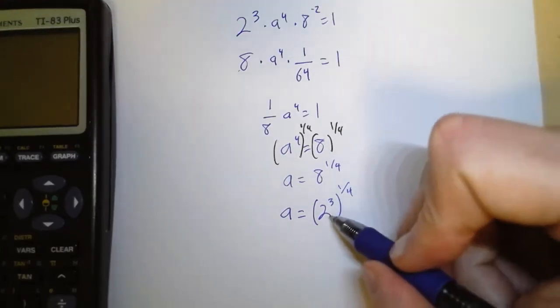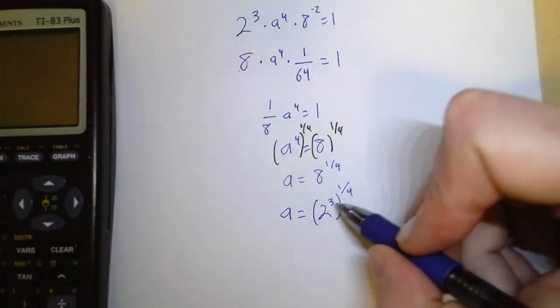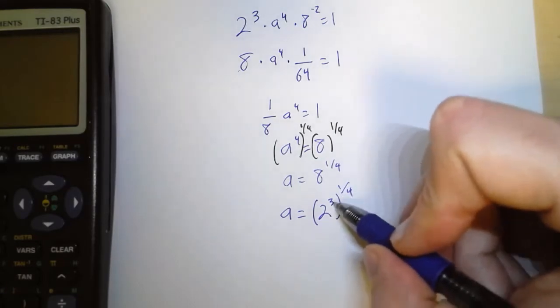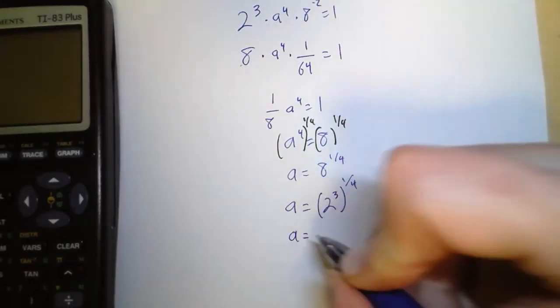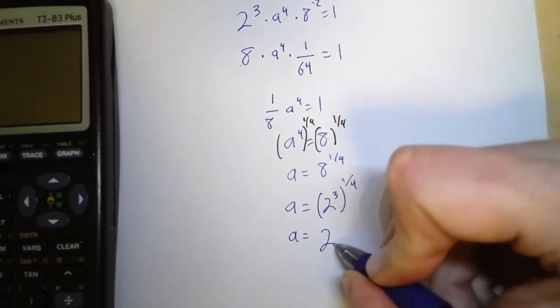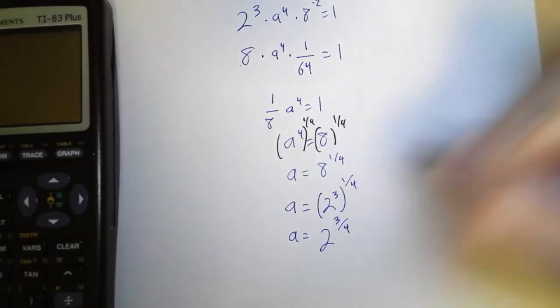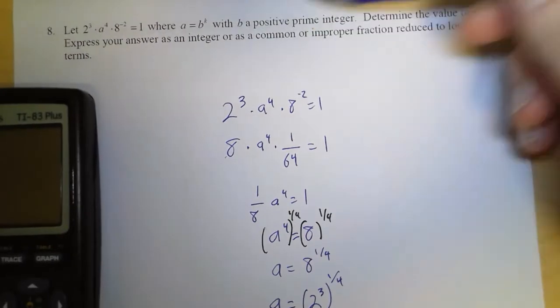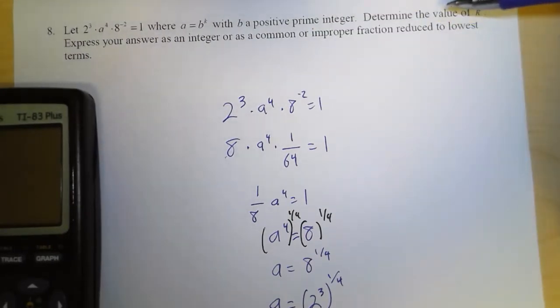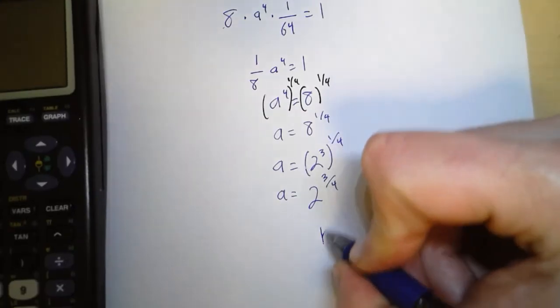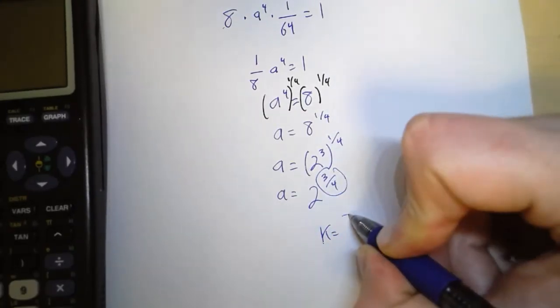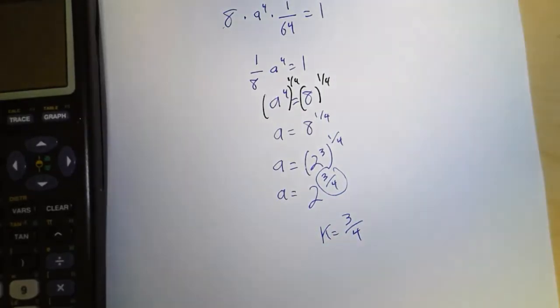And so by making that replacement, we now have two exponents. We have 2 cubed, and that is raised to the 1/4. So that means we multiply. So we have 2 to the 3/4. And what the problem is asking for is determine the value of k, that is the exponent. So our value for k is this. It's 3/4. And we're done.